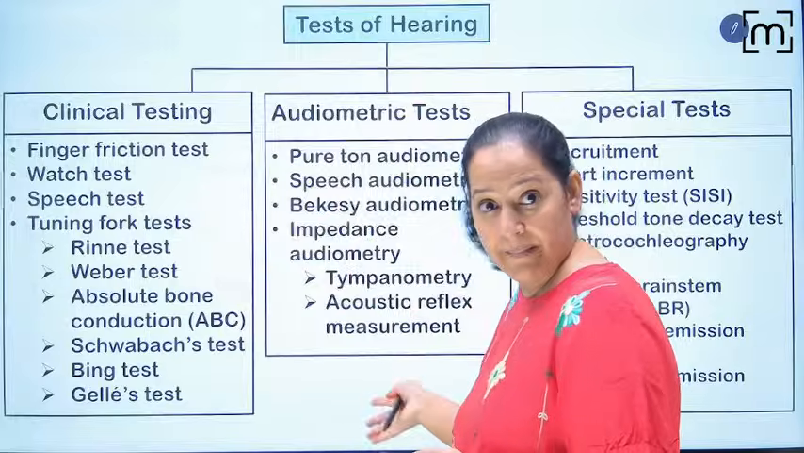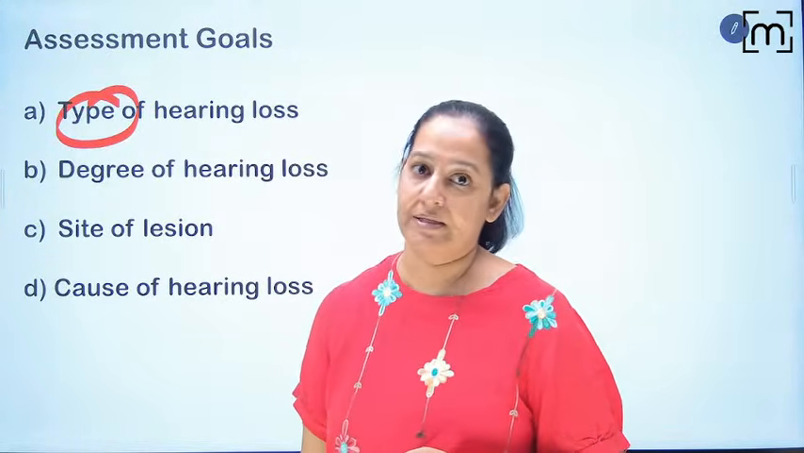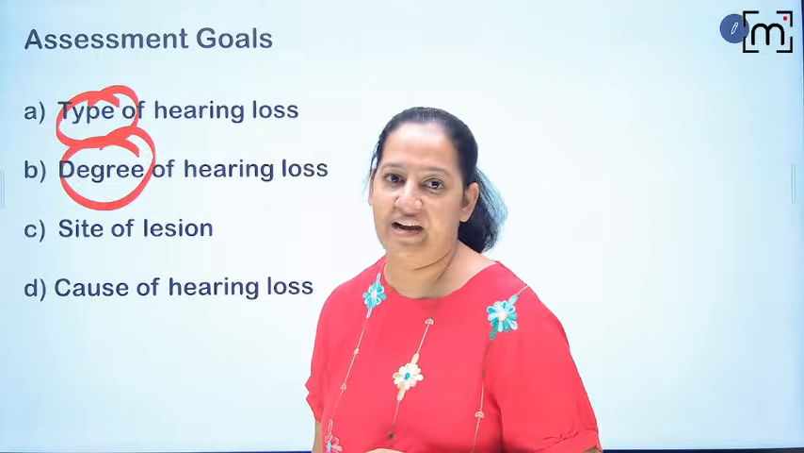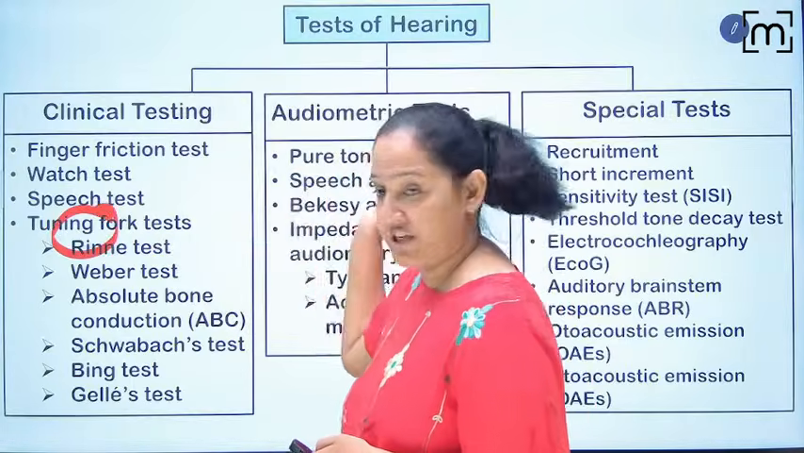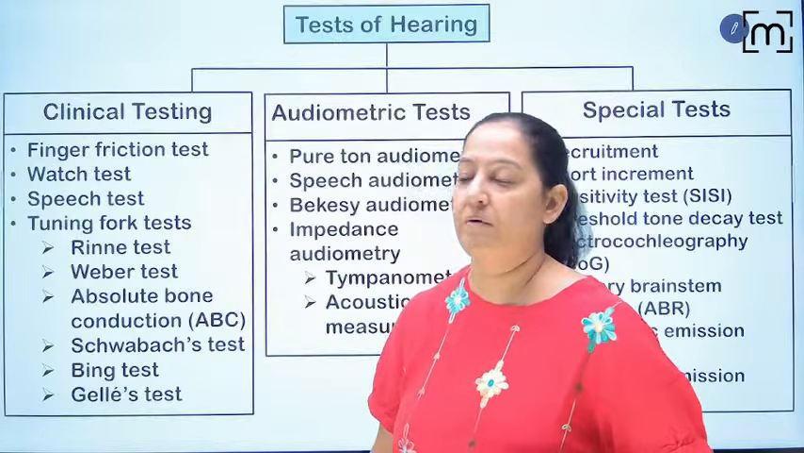Some tests among them tell us the type of hearing loss: is it conductive, sensory neural or mixed? Some of them tell us the degree: is it mild, moderate, profound or severe? Some of them tell us the exact site, and some of them tell us the cause. So because of these 4 goals, we want to perform the test.